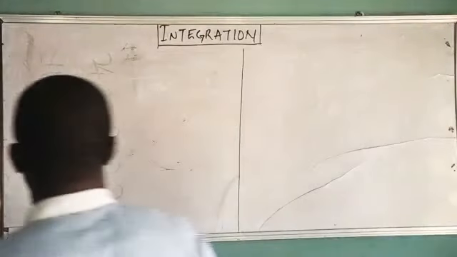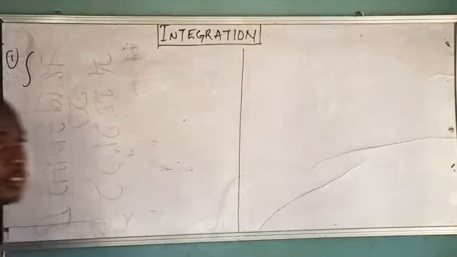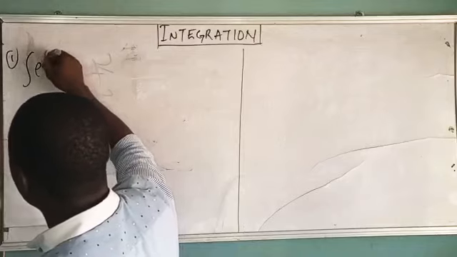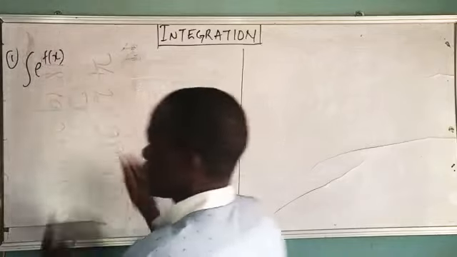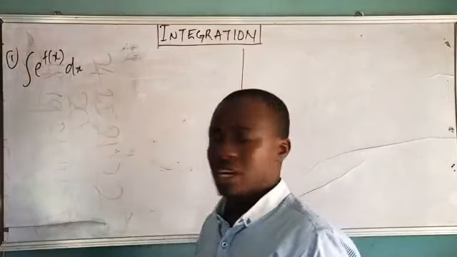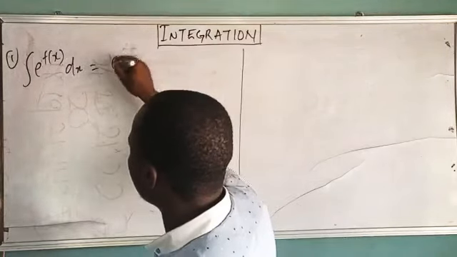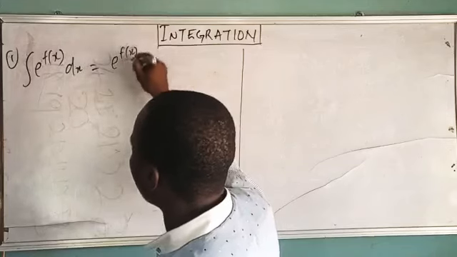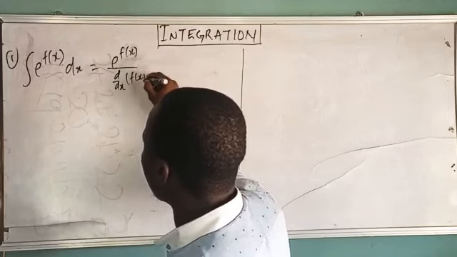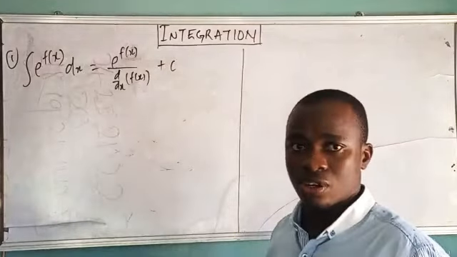As I was saying, if we have, first one, the integral of exponential to power f of x, with respect to x, it will automatically be e to power f of x divided by the differential coefficient of f of x, plus c, where c is just the constant of integration.